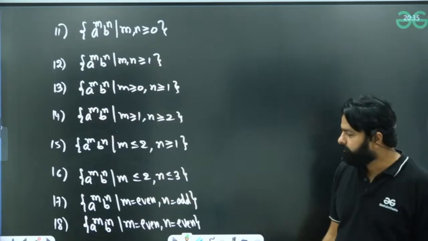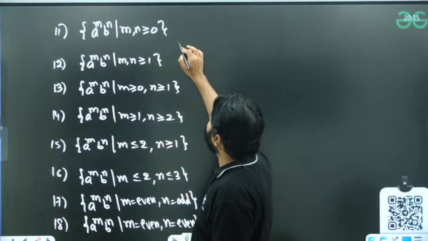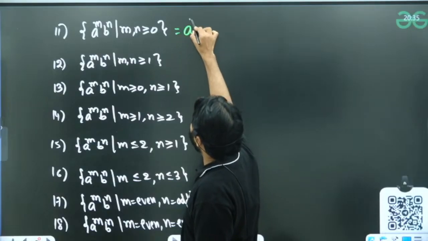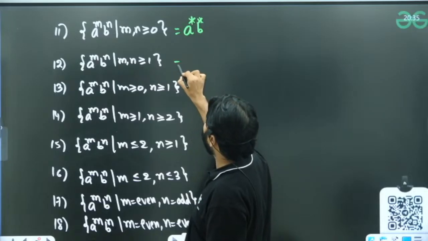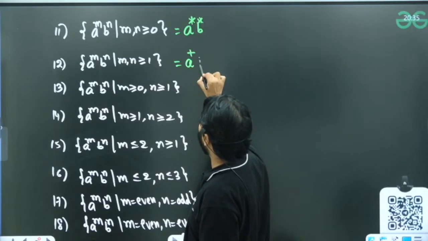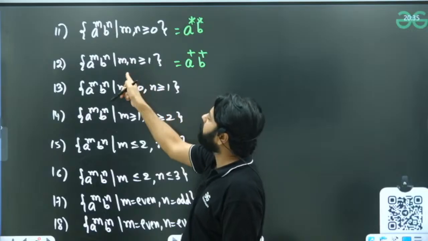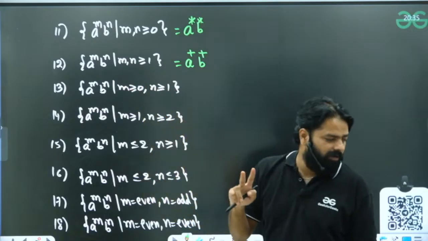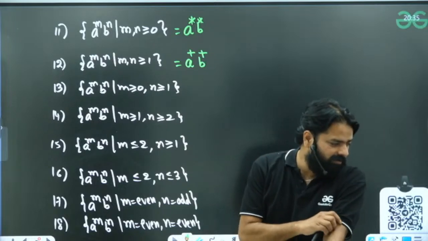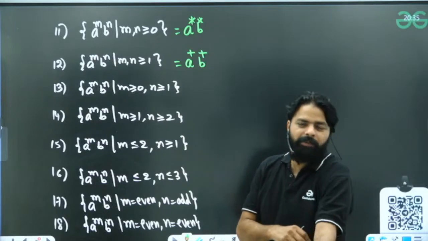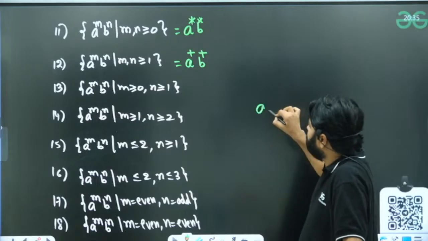Able to solve? First one is A star, B star. As M is anything, N is anything, right? This one, both are at least 1. So A plus, B plus. But they are not equal. Don't try to put A power, B power the same, right? AB whole plus, there is no such thing here. Okay, AB whole plus, do you get it for anything like this?